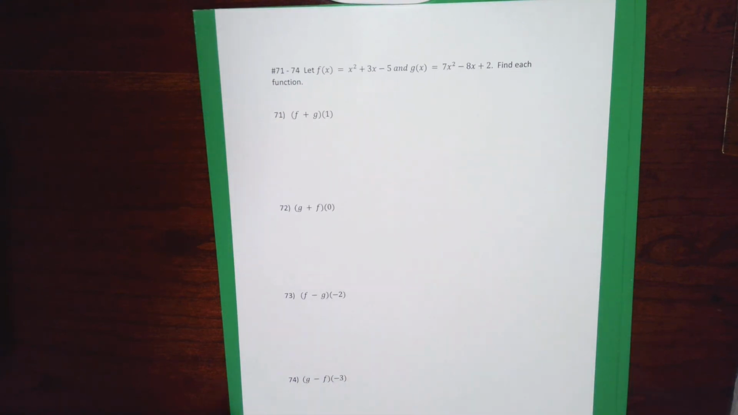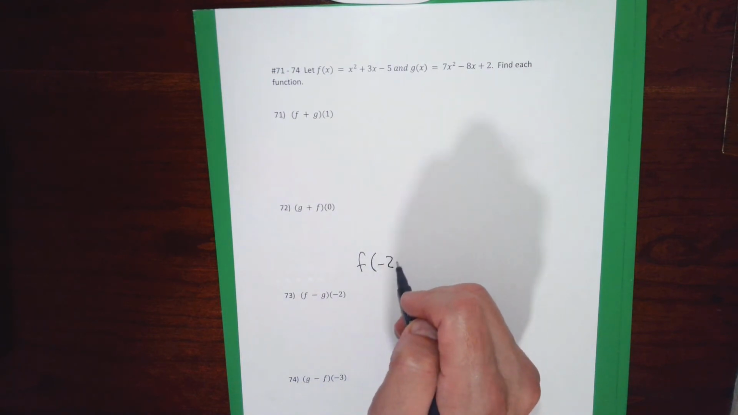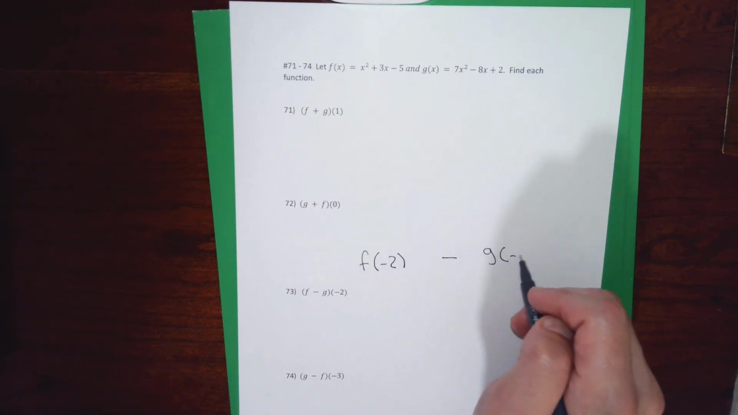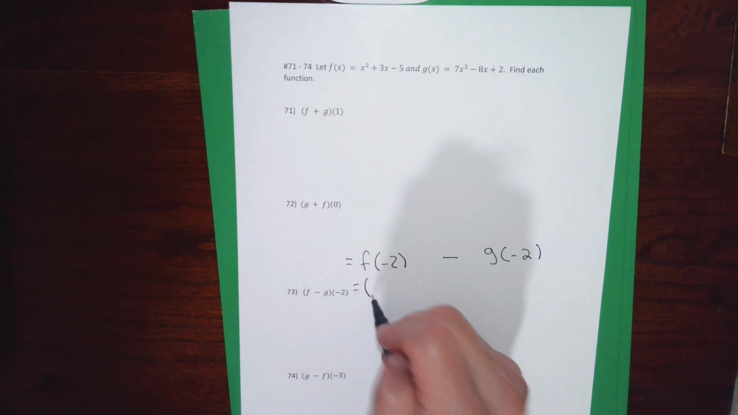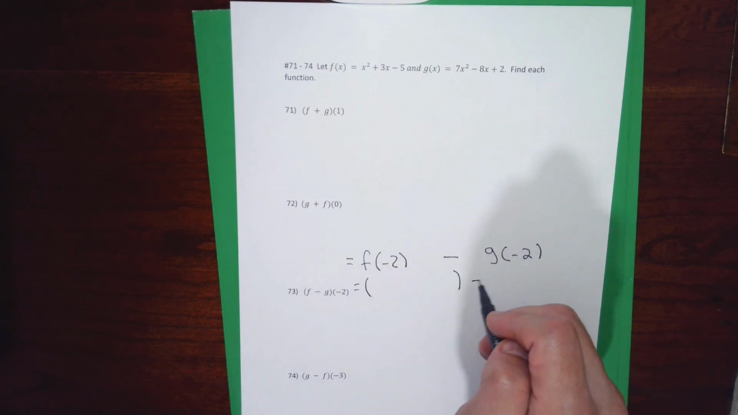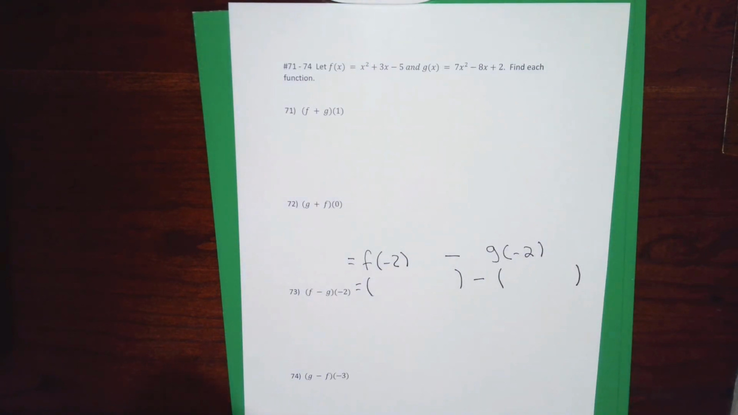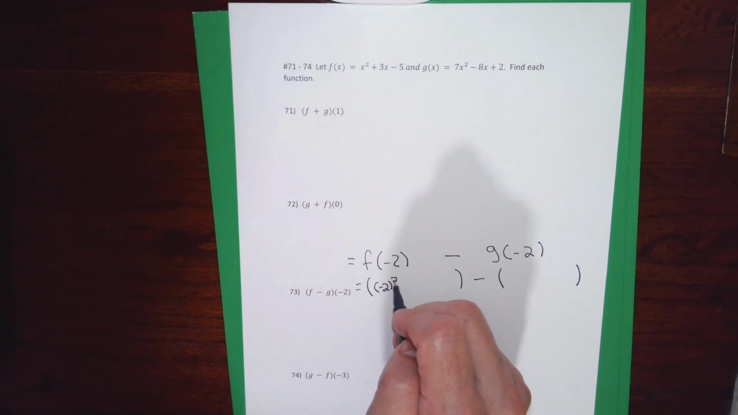Let's do 73 together. It looks hard. So 73, I need to find f evaluated at negative 2 minus g evaluated at negative 2. Negatives make it harder. The subtraction makes it hard. Make my template: put a minus sign between two parentheses. In the first parentheses, I'm going to use the f function, but I'm going to change the x's to negative 2.